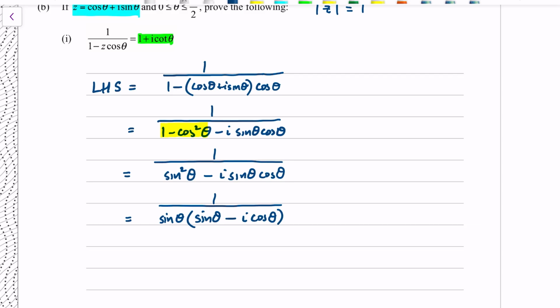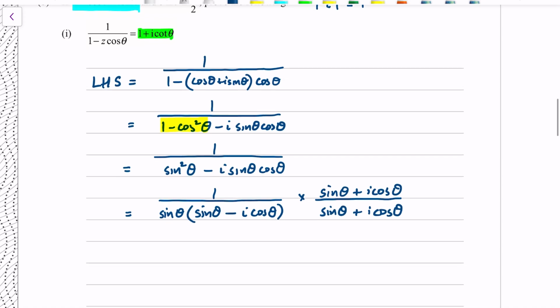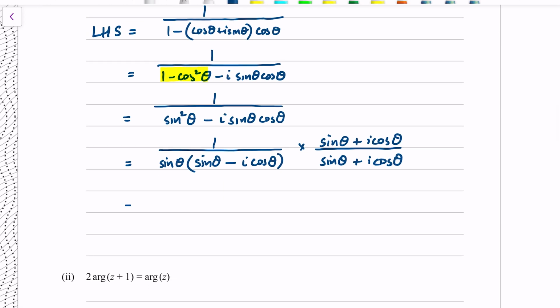Remember that, as I said, this complex number is not in a standard format, but if we multiply it by the conjugate of the denominator, we don't need to worry about that sine theta factor, that can stay there. If we just times by sine theta plus i cos theta on the top and the bottom, as I tell my students, we're timesing by 1 here, so we're not changing the expression, we're just making it look different. Makes it look horrendous, but actually the denominator will simplify as it always does.